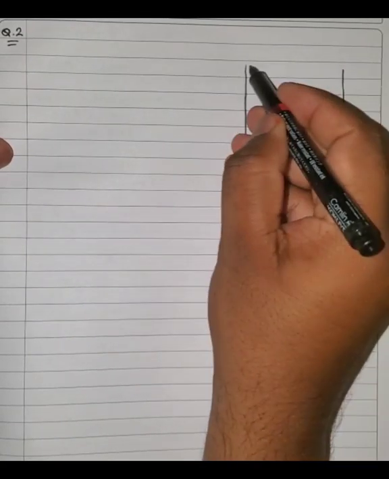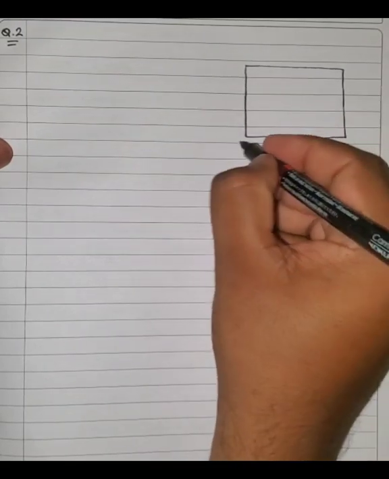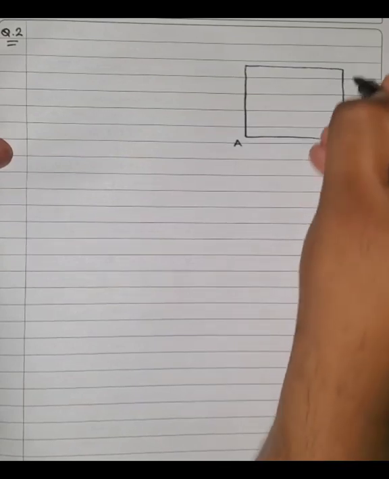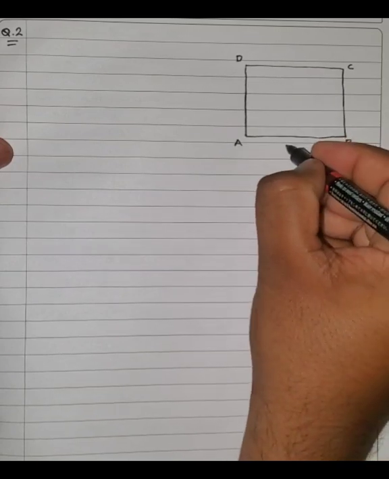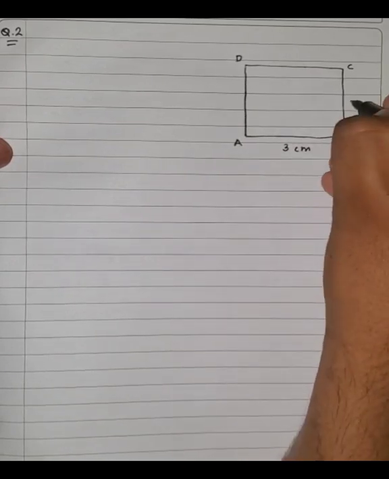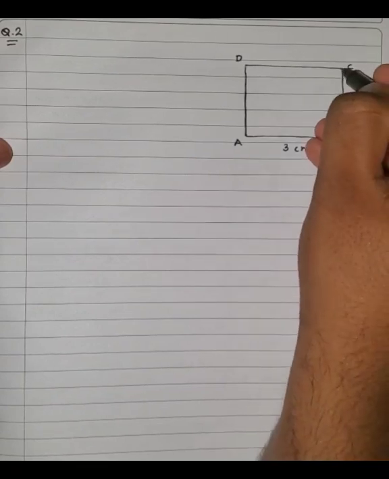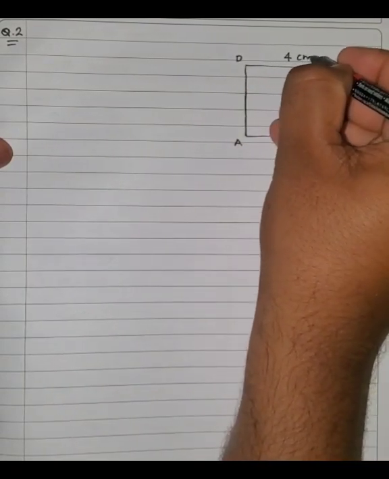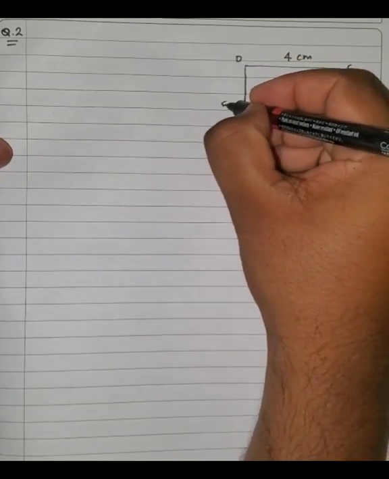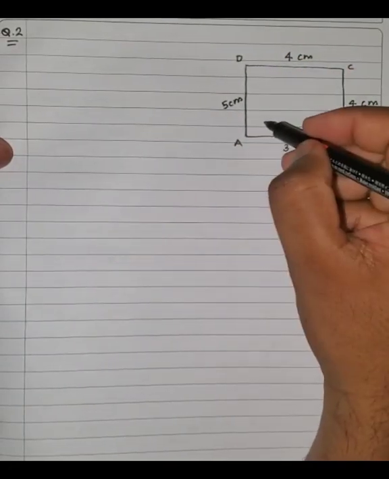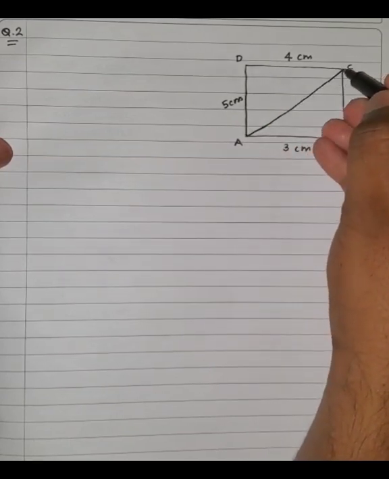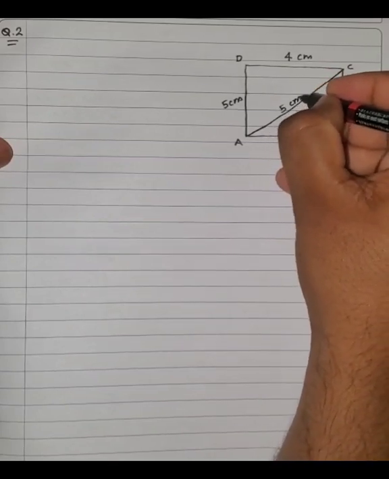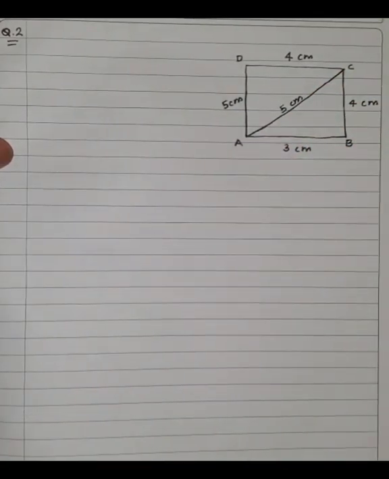And what is being given is, before that, let's name the quadrilateral ABCD. The measures given are AB is 3 centimeter, BC is 4 centimeter, CD is also 4 centimeter, DA or AD is 5 centimeter. What else is given is AC. So to have that, I have to join A and C. AC is 5 centimeter. And with this given data, we have been asked to find the area of the quadrilateral.